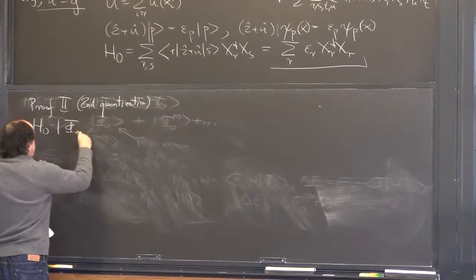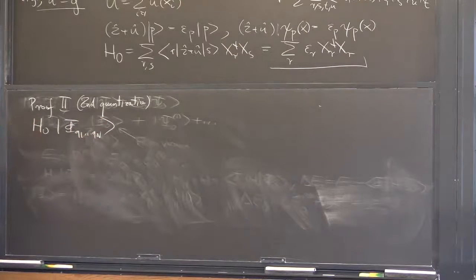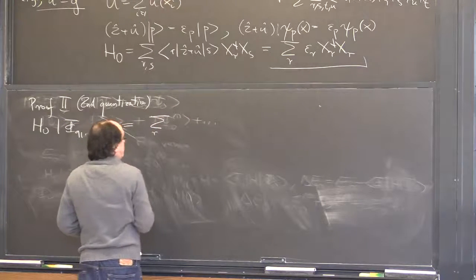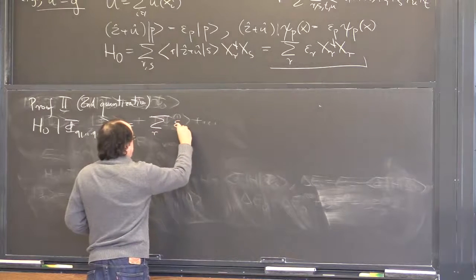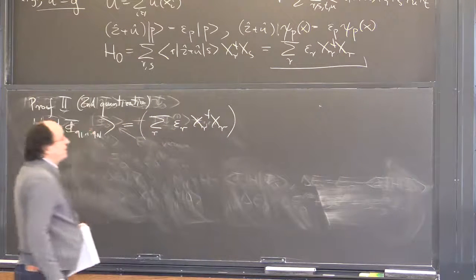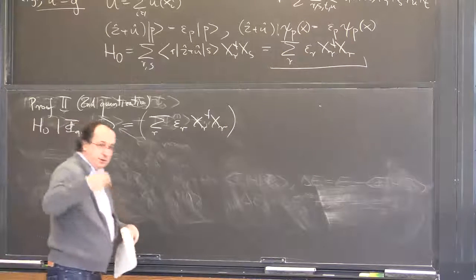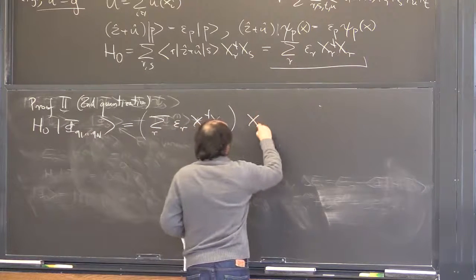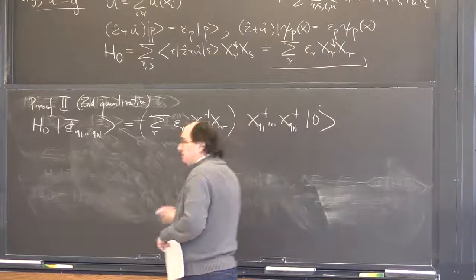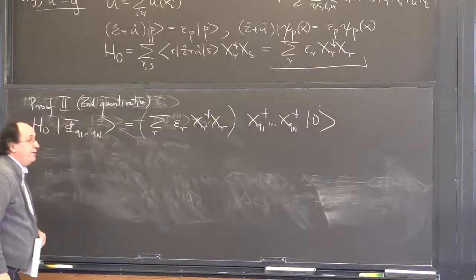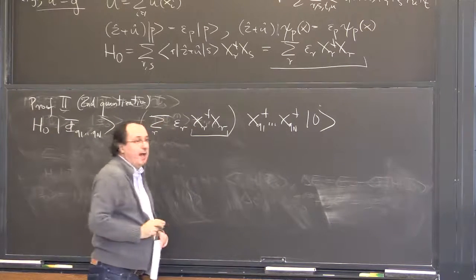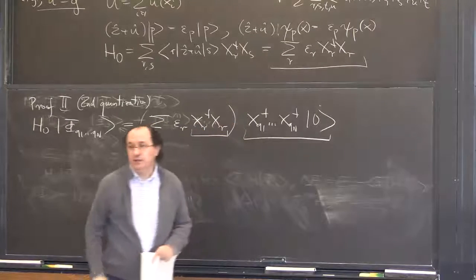So I will now apply H0 to a determinant. For H0 I'm going to use the second quantization representation, where you have a summation over spinorbitals r, epsilon r, x r dagger, x r. This is H0. And for the determinant, I will use its second quantized representation, which is a product of creation operators x q1 dagger through x qN dagger acting on the true vacuum. As you can see, I have a product of these two operators acting on another product, all acting on the true vacuum.